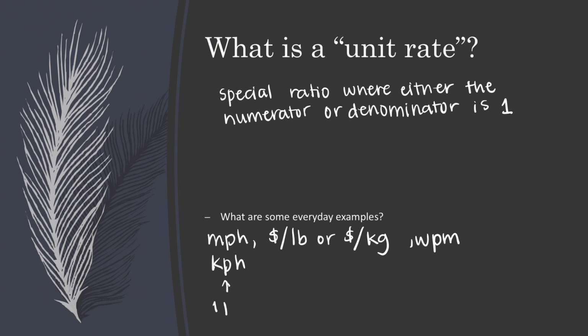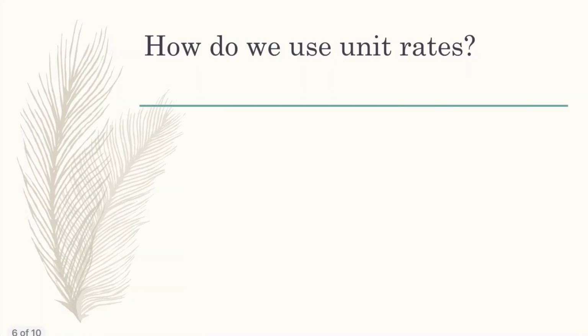So with this one, it's per 1 hour. That's for 1 hour. This is for 1 unit weight. And this is for 1 minute. So that's what a unit rate is. It's basically saying for every one of this, the other thing happens. It can be either the numerator or the denominator, because in a ratio they're interchangeable. You can switch the top and the bottom depending on your preference.